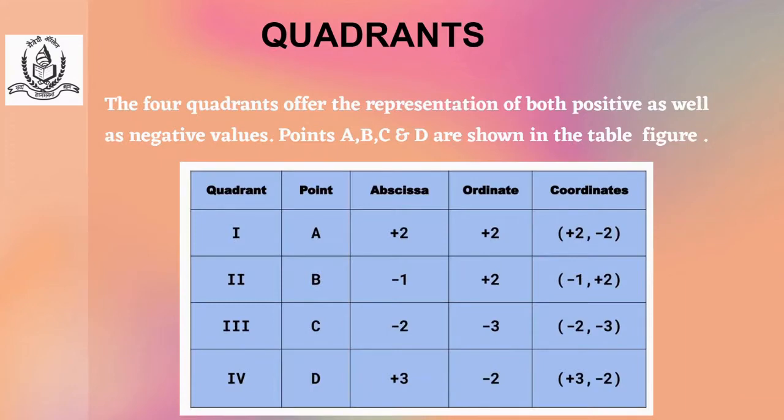Let's see how the points A, B, C and D can be plotted on a graph. These are represented in the 4 different quadrants with the following abscissa and ordinate values. In the first quadrant, point A is represented with the abscissa value of +2, ordinate +2, and therefore the coordinate can be written as (+2, +2). In the same way, the description of each and every point in the different quadrants is given. Let's look at how it appears on the graph.